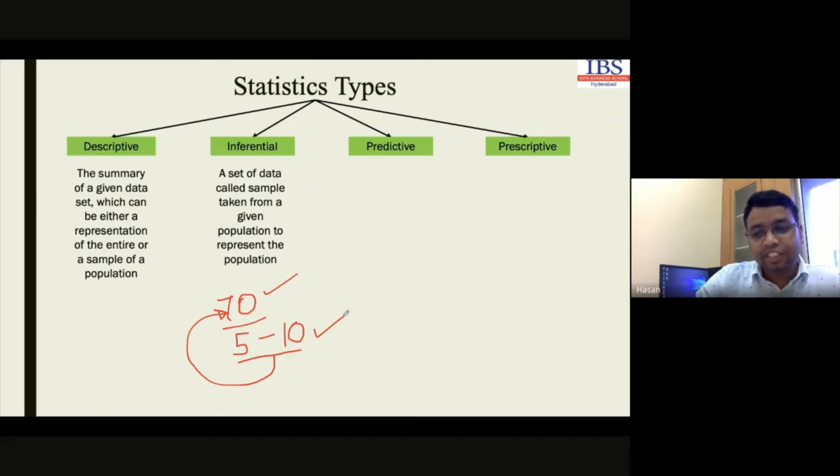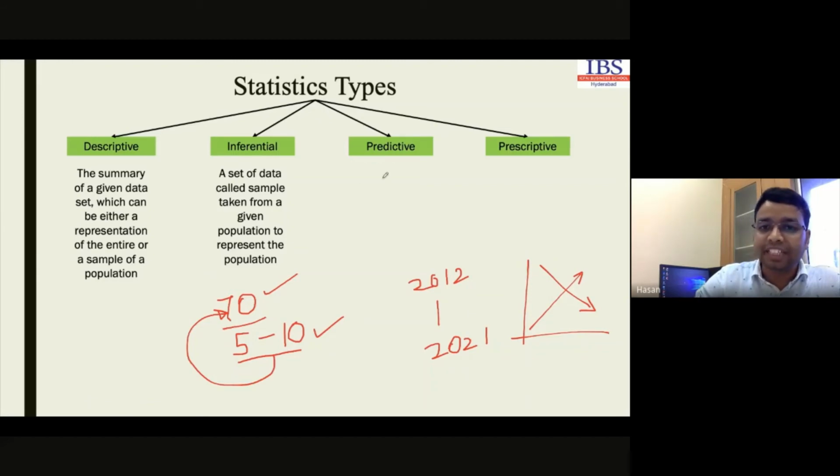Next one is predictive statistics. What is predictive? We have time series data, and we can easily decide the trend. We can take an example: we have data from 2012 to 2021. Based on this data, I can decide the trend, whether our data is moving this way or this way. Based on the trend, I can say what will be the result in 2022, 2023, like this.